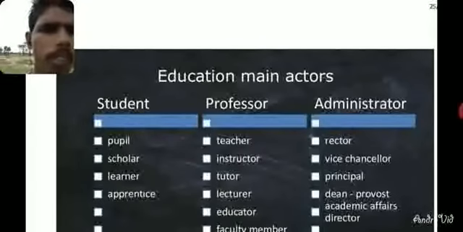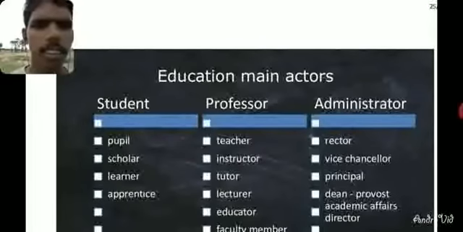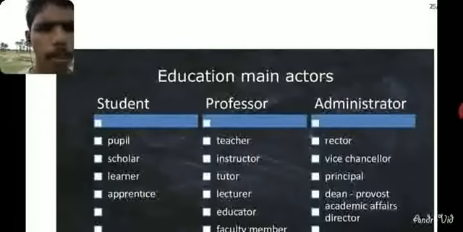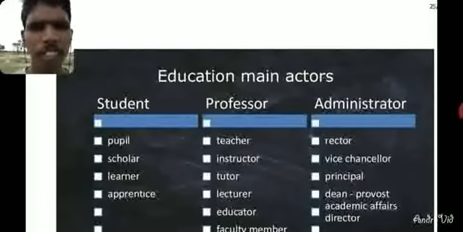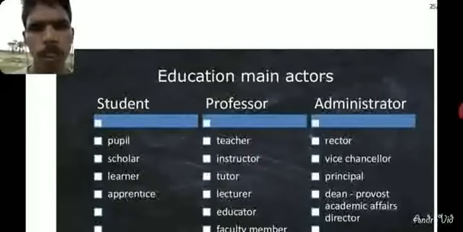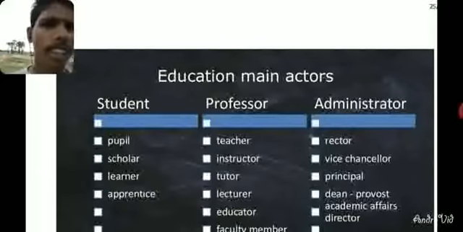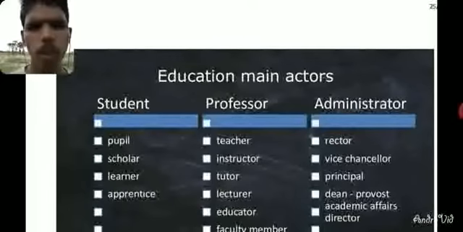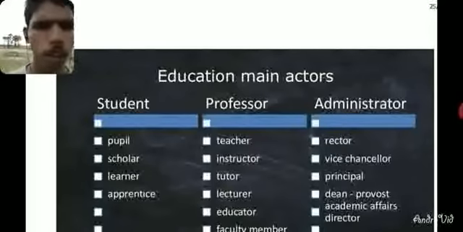So education main actors, there are three building blocks in any education building. Which one is first one? Students, and above that professors who will teach the students, and the administration, a list of people who manage these professors to give better education to the students.